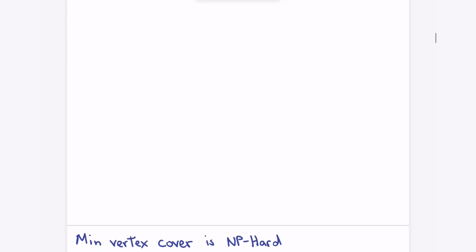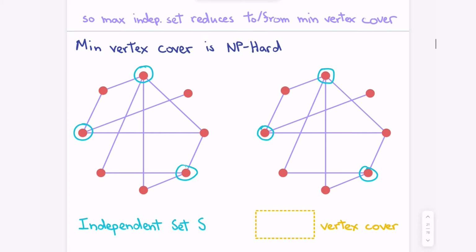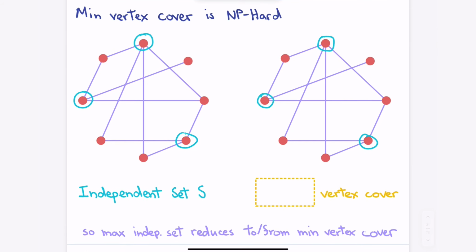All right, so vertex cover is NP hard. We are going to show vertex cover is NP hard by reduction from the independent set problem. On the graph on the left, I've highlighted an independent set. There should be no edges connecting any of the vertices highlighted in teal. And I claim there's some kind of relationship between independent sets and vertex covers.